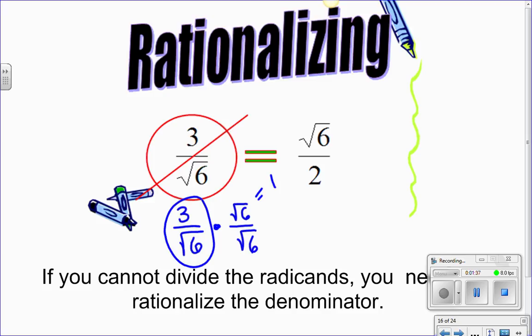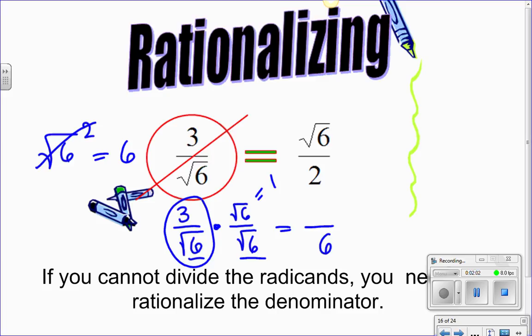All we're doing is when we multiply by the square root of 6 times the square root of 6, that is going to become a rational number. The square root of 6 times the square root of 6 is 6. If you think about it, that's the square root of 6 squared, right? When you multiply anything by itself, it becomes squared. And when a square root is squared, that cancels and we're left with just whatever is under the square root.